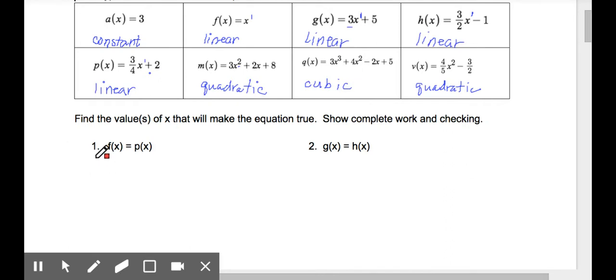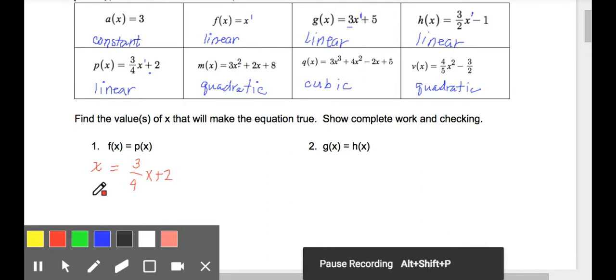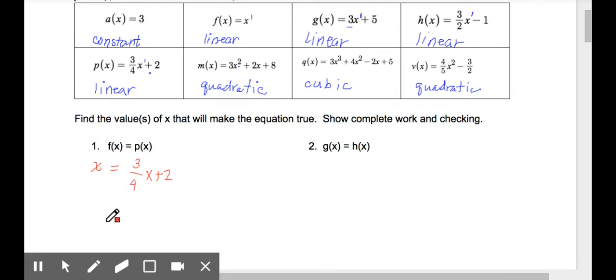So we're going to replace f of x by x equals, and then we look for p of x, and p of x is 3/4 x plus 2. So I'm going to put here 3/4 x plus 2. Then we solve this equation. So on the left side, we only have x. On the right side, we have 3/4 x plus 2.